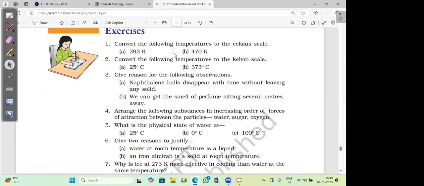So let's see. Convert the following temperatures to Celsius scale. Quickly tell the answer for the first one. 20. All right, it's correct. You just need to subtract 273. For the next one, 470 Kelvin.